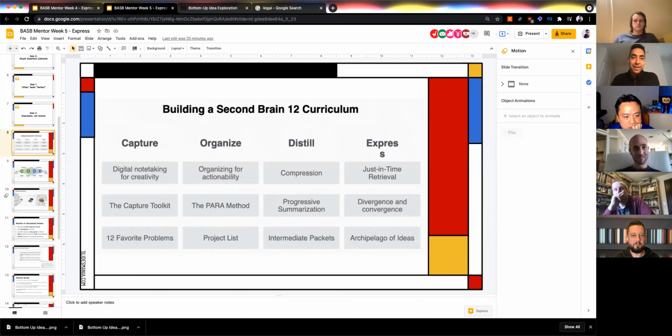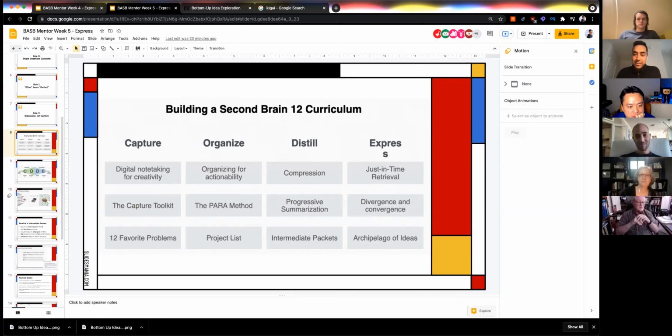And with building a second brain, what I've actually seen is that since it's relieved so much cognitive overload, it's helped me scale up. Previously, I could only manage one or two projects at a particular time.